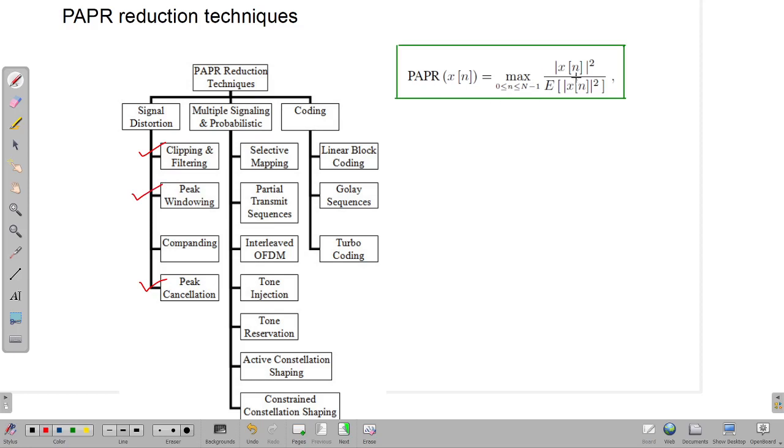Another way to reduce PAPR is to increase the average power, and companding is one method used to increase the average power of the OFDM signal, such that PAPR reduces.